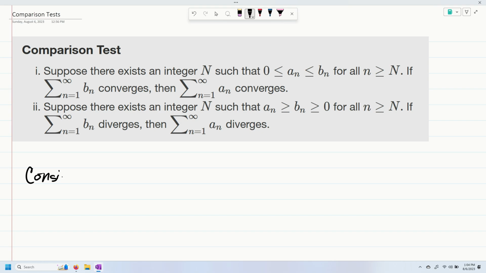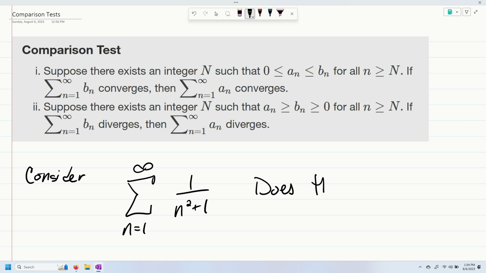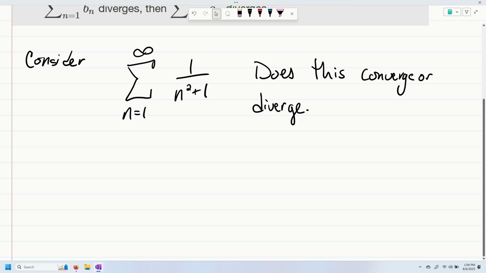Consider the series, I keep saying sequence, the series 1 over n squared plus 1. Now, we're going to determine: does this converge or diverge? We don't have to get real fancy with this, because this series kind of looks like this series right here.